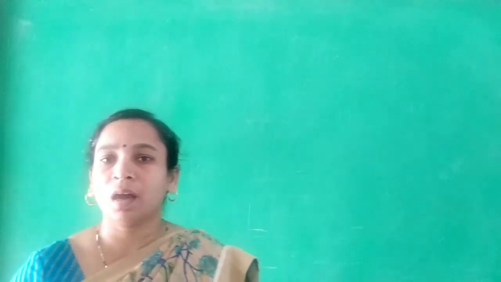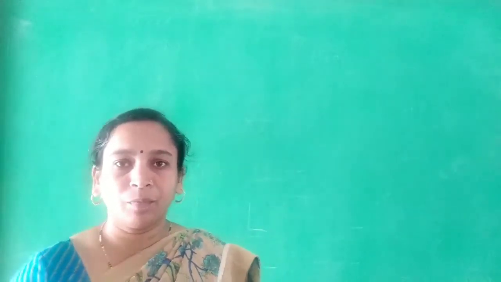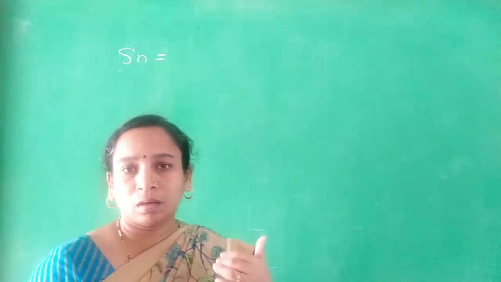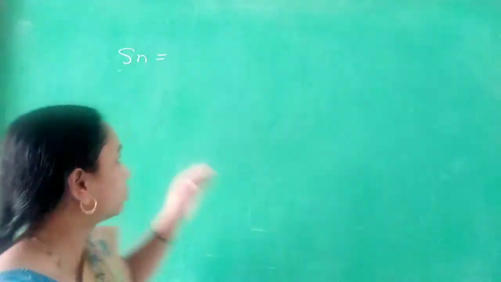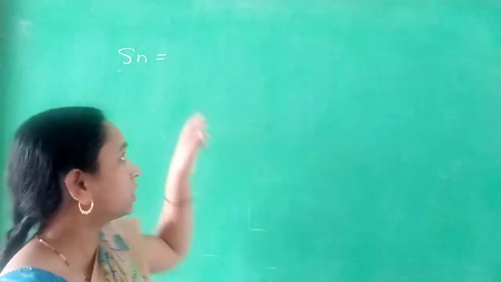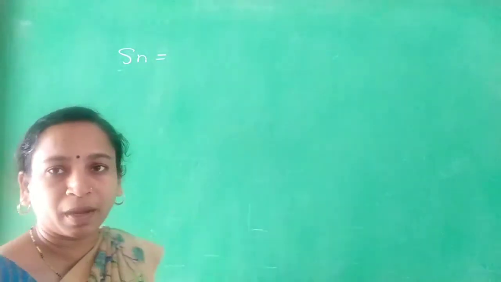Today we will study how to find the sum of the n terms which are in AP. So let's study. Sn denotes the sum of all terms which are in AP. If in the sequence there are n terms, the sum of n terms is denoted by Sn.